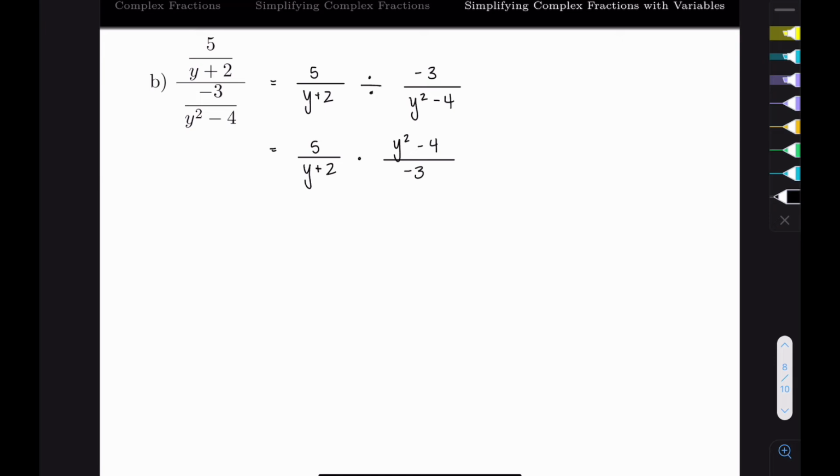But now for this one, we have y squared minus 4. We can factor that a bit. So that's 5 over y plus 2. The -3 in the bottom does not change. And then this factors really nicely as y plus 2, y minus 2. So these factors of y plus 2 actually cancel each other out. And we're left with 5 times y minus 2 over negative 3. And then this you could leave exactly like this. It should be fine accepting it into the software. If it does give you issues, then just let me know.